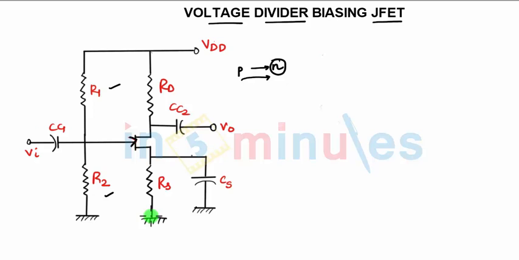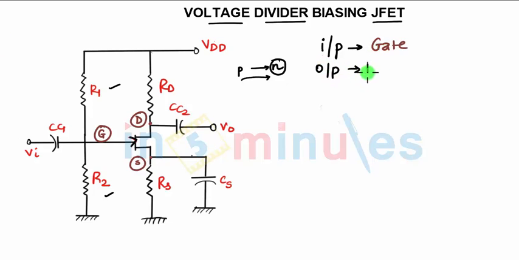Now which type of configuration can you say? Look at the input. This is your gate, this is your source, and this is your drain. Input is applied to the gate and output we are taking from the drain. So the terminal that is remaining is common, so we can say it is common source configuration.